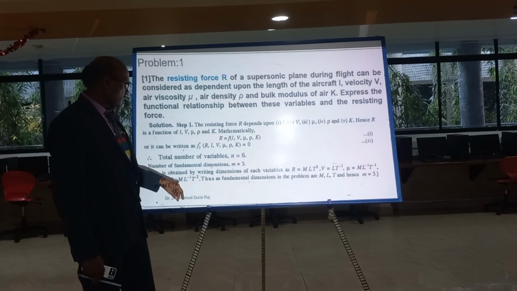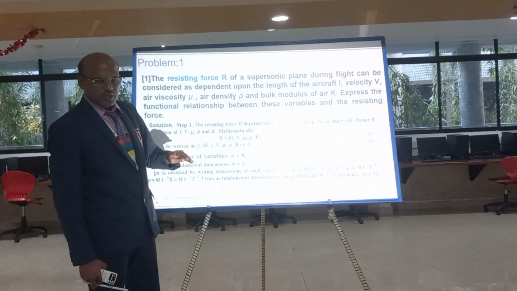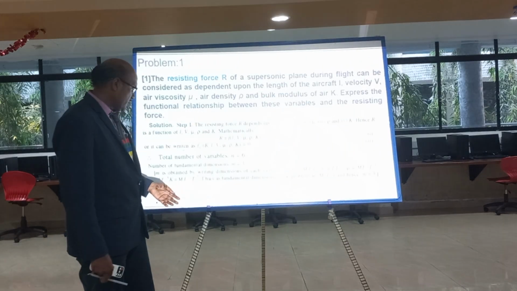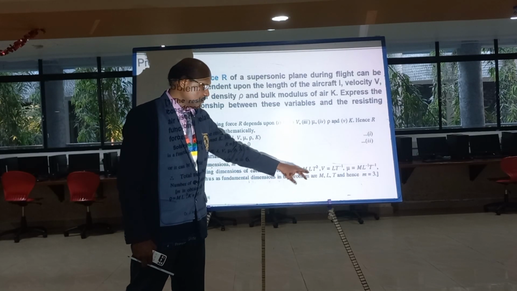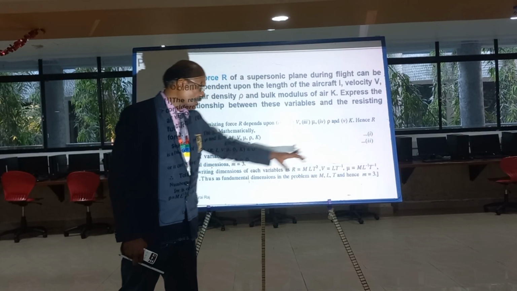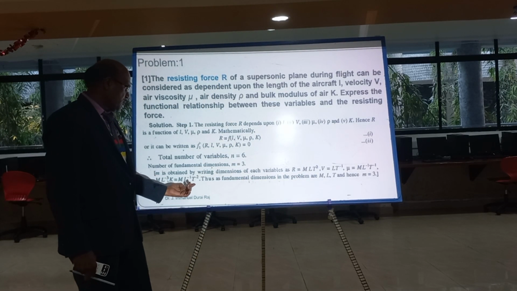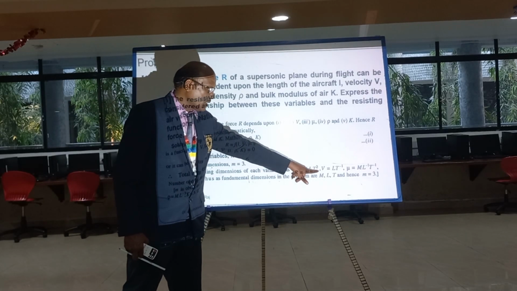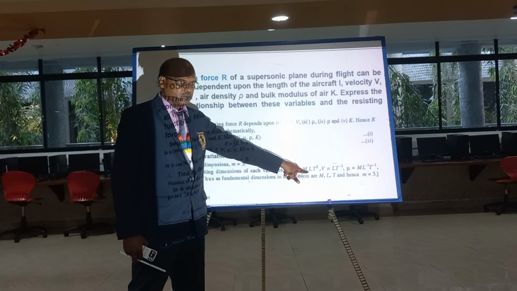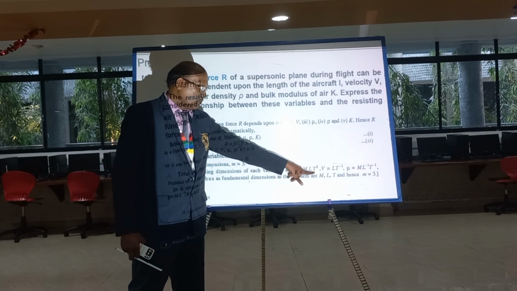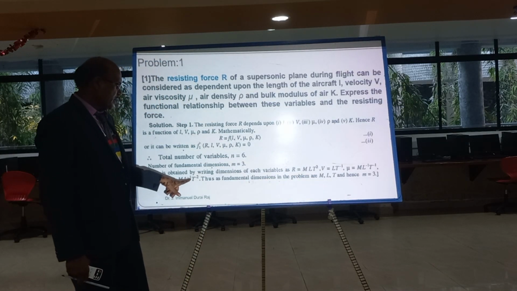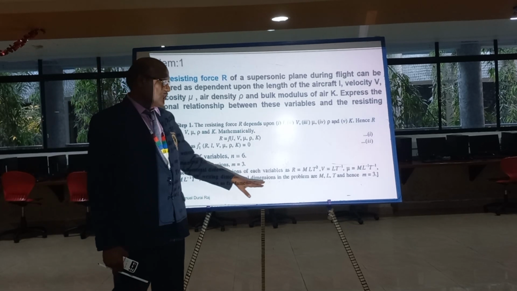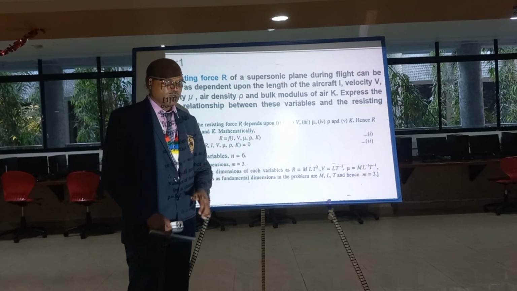Newton per meter square, you can write Newton is once again mass into acceleration, per meter square. If you combine this, M L T power minus 2, divided by L square, you will get the equation M L power minus 1 T power minus 2. The fundamental dimensions in this problem are M L T, and hence m equal to 3.